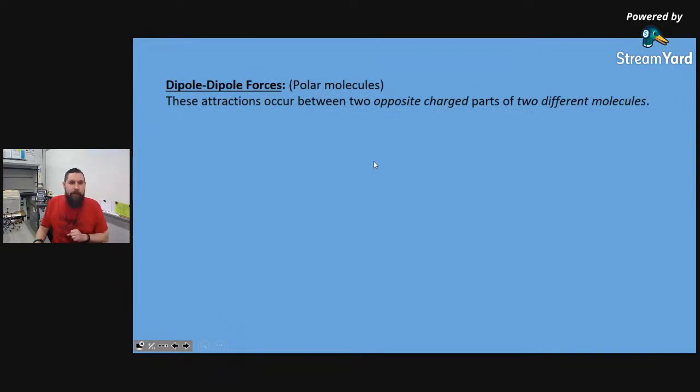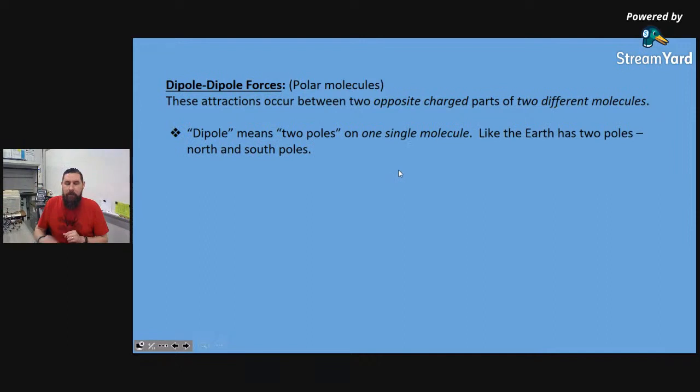The second type of IMF is what's called a dipole-dipole force, and these occur between two oppositely charged parts of different molecules. So in other words, I've got two polar molecules, and they come into proximity with each other, and the positive pole of one orients to the negative pole of the other. As far as why we call them dipole, it literally means two poles. If I've got a single molecule that is a polar molecule, it's going to have a positive pole and a negative pole.